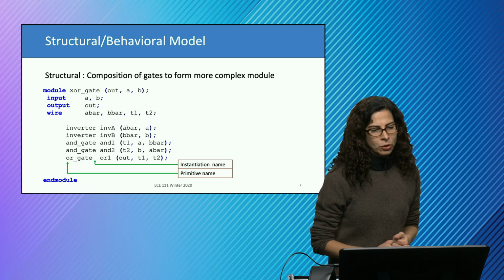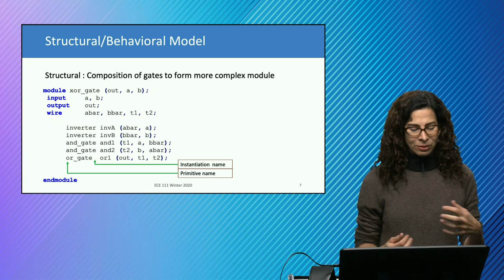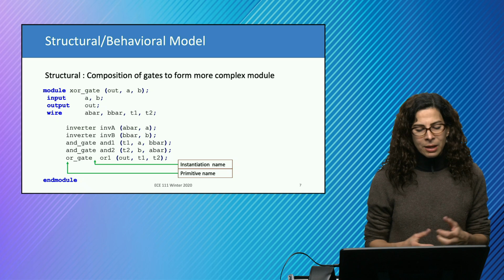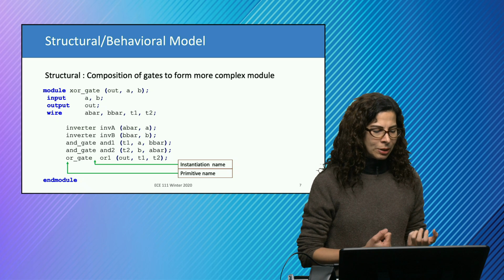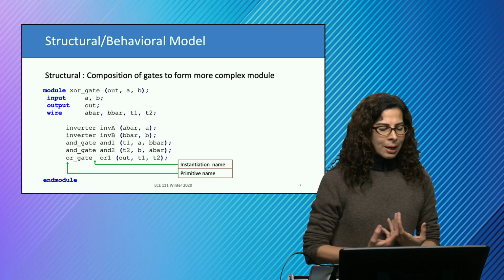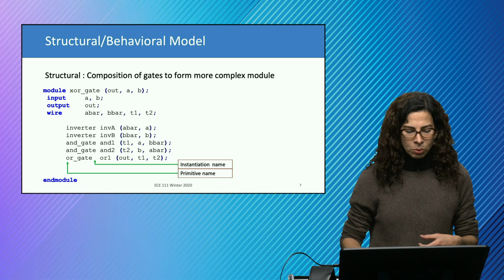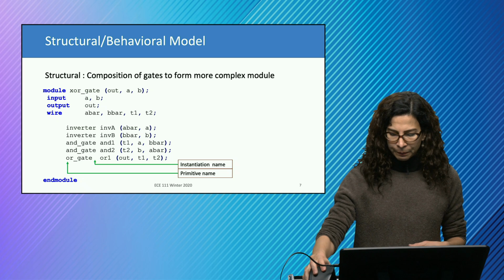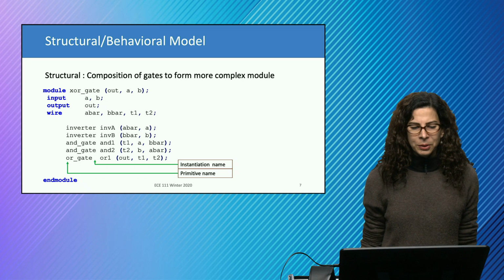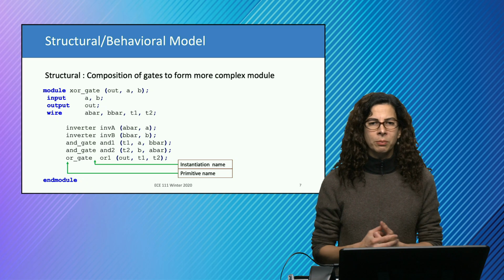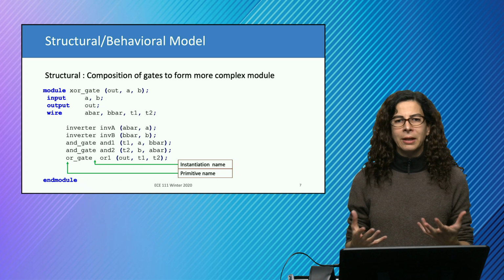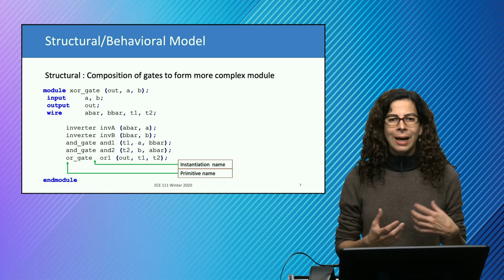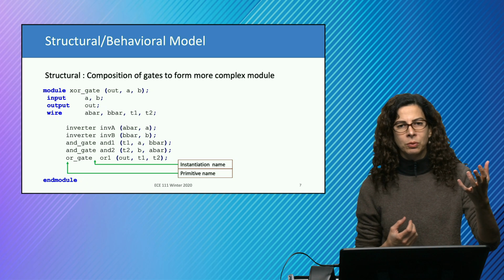Let's go through a structural design. In this particular case, this is only at gate level, for example purposes. Here we're designing an XOR gate with inputs A and B, and output out. But then we want to specify this gate by gate. Here we are composing gates to form a more complex module. We could write an XOR gate as a concatenation of inverters, AND gates and OR gates, and this is exactly what we are doing here.